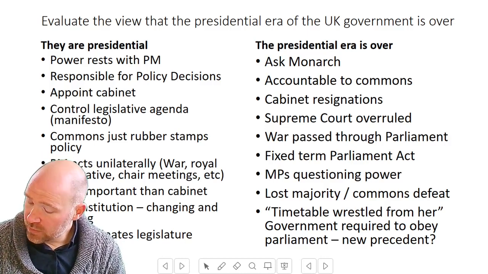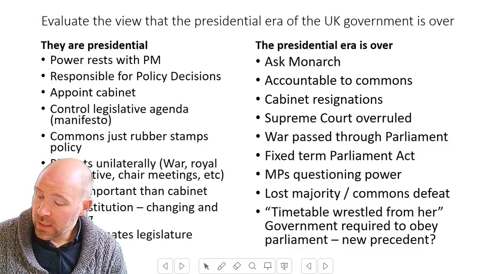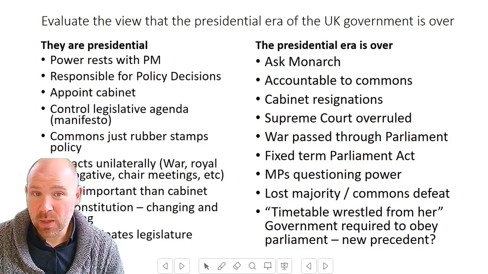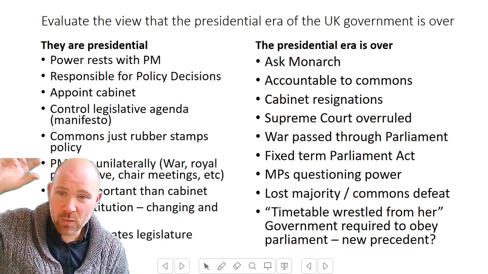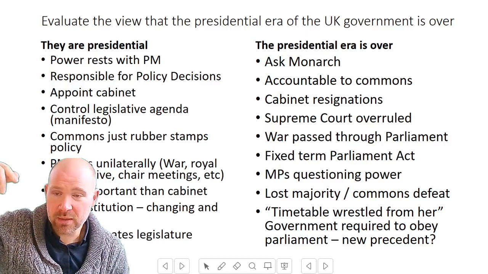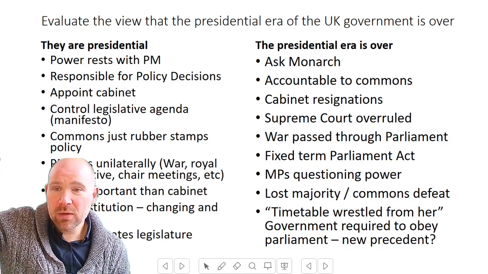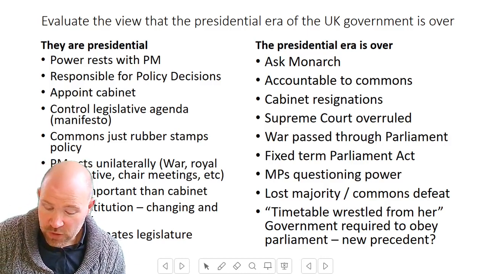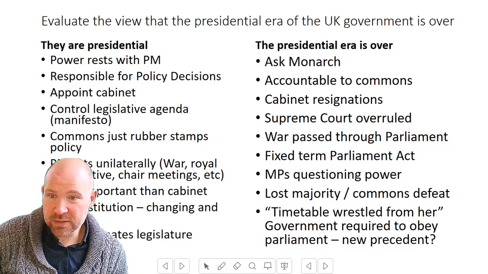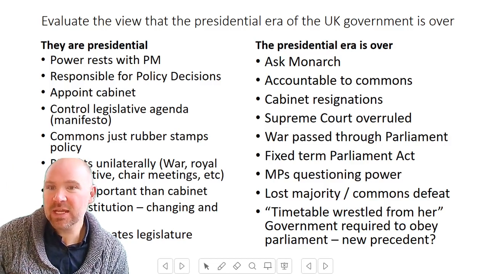So then what you need to do is start to bunch them up, because we're looking for three sections. What I like to do is ask, where are the connections? If you look behind my head here, look at the top one, it says the power rests with the Prime Minister, who's responsible for policy decisions, and then a bit further down it says they can control the legislative agenda through a manifesto. That's basically the same idea, isn't it?